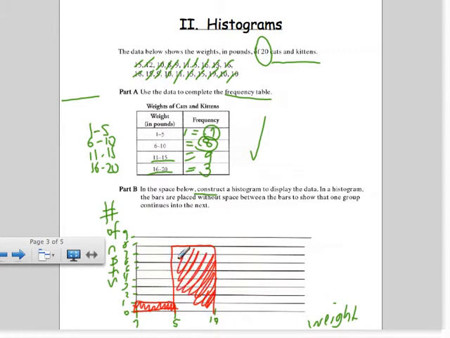I'd like you to finish this frequency table by sketching it on your paper and pressing play after you've built it. So stop the video here, press play when you're ready to check your histogram.